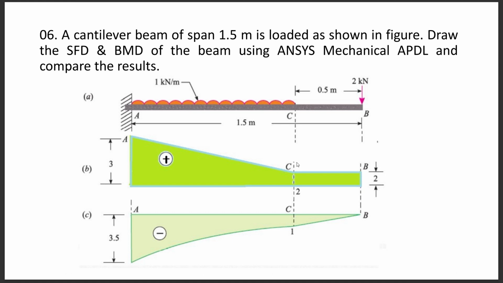The length of the beam is a total of 1.5 meter, and from the free end at a distance of 0.5 meter we are applying a uniformly distributed load with a span of 1 meter, and the load is 1 kilonewton per meter. And at the free end we are providing a concentrated point load of 2 kilonewton. Okay, so without wasting time, let us start our analysis using ANSYS Mechanical APDL.